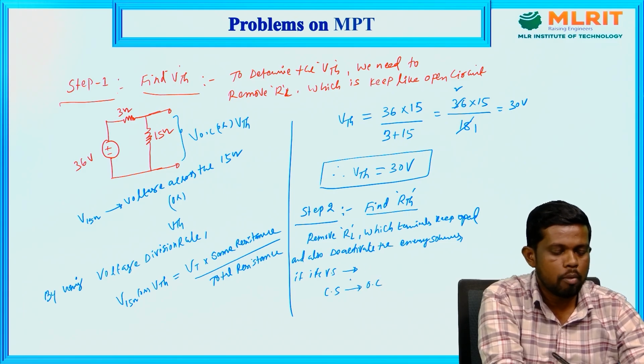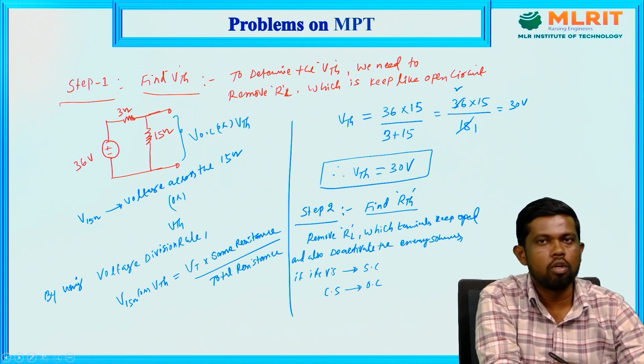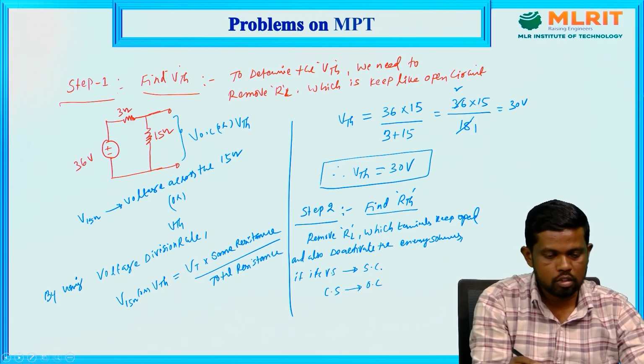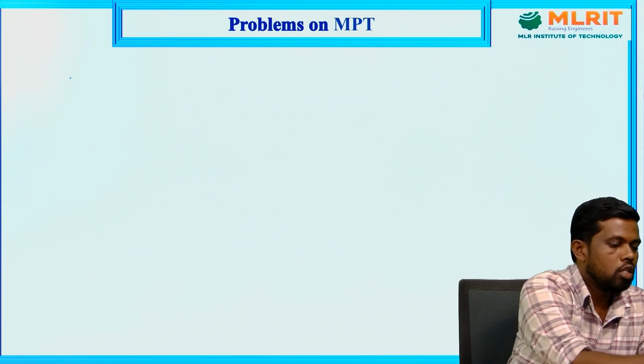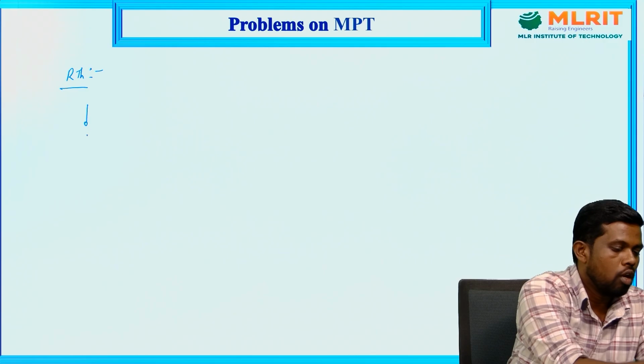The internal resistance of an idle current source is an open circuit, and the internal resistance of an idle voltage source is zero, so we replace it with a short circuit path. So the corresponding circuit is going to be like this. This is the RTH procedure.